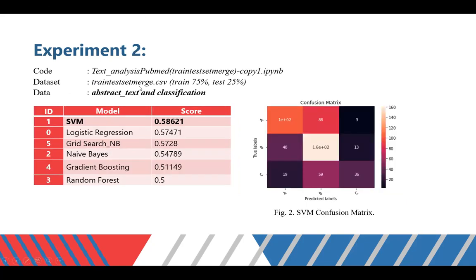In the next experiment, I collect the abstract text and classification using the same models, but the result is a little bit different. In experiment 2, the highest score is SVM with 58.6%.